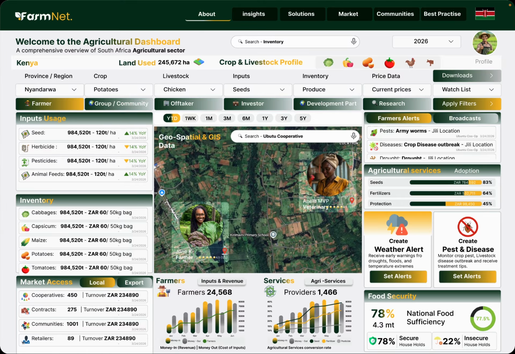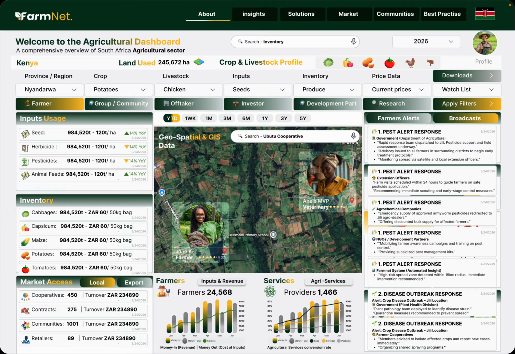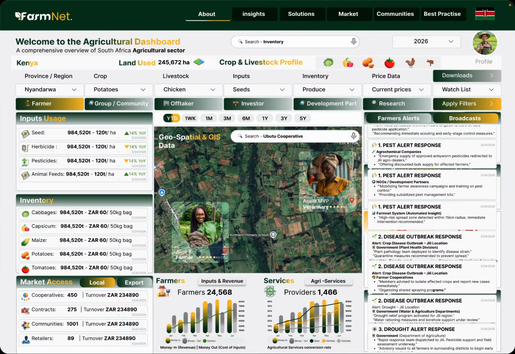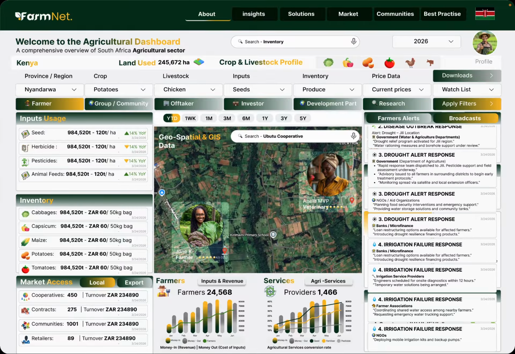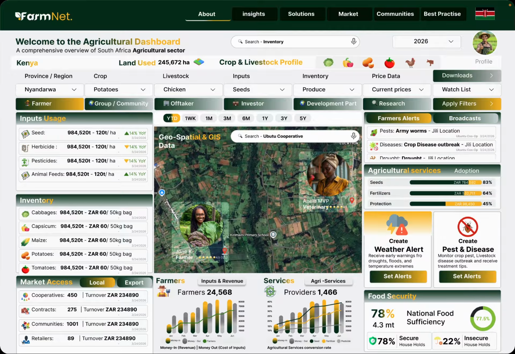And then farmers can send alerts to stakeholders, and stakeholders can also broadcast responses, different responses: pest alert, disease outbreak, drought alert response, how do they handle drought, irrigation failure, and so on. There are agricultural services, the rate of adoption, whether it is seed, fertilizer, protection, risk, equipment, insurance, field visits, messages sent, trainings that are applied to support farmers. There is create weather alert, create pest and disease alert.